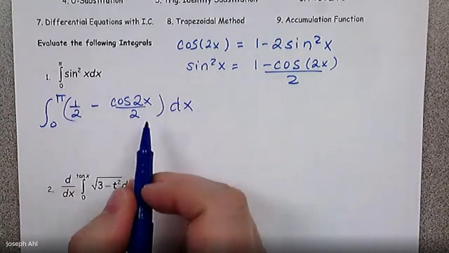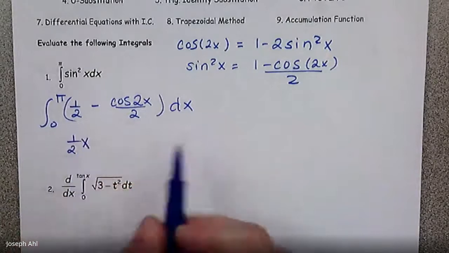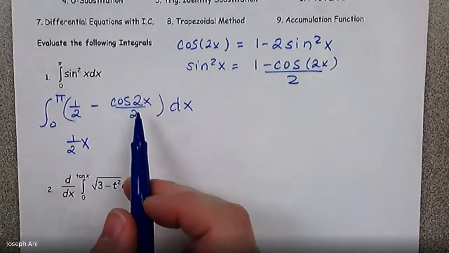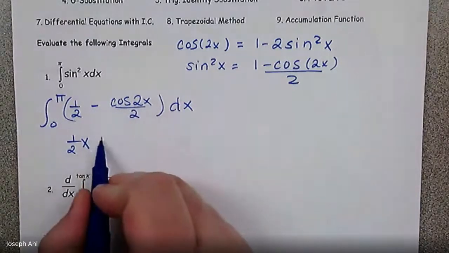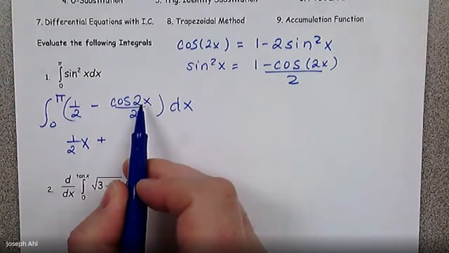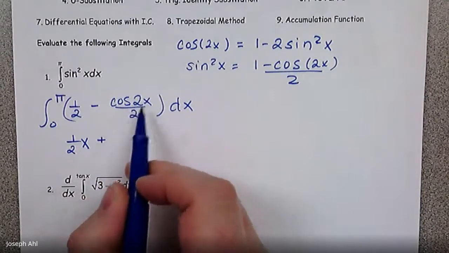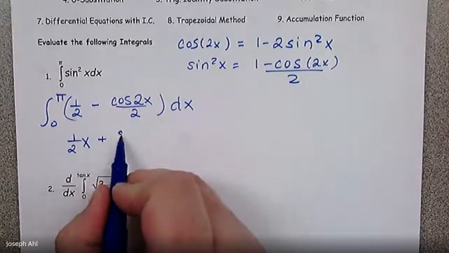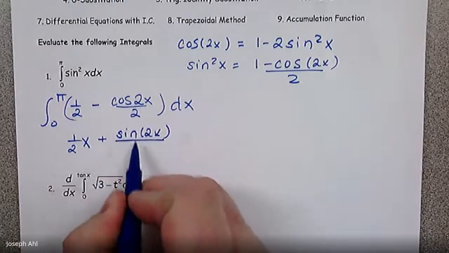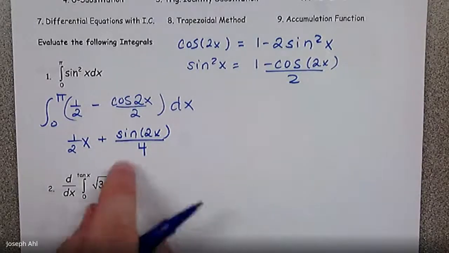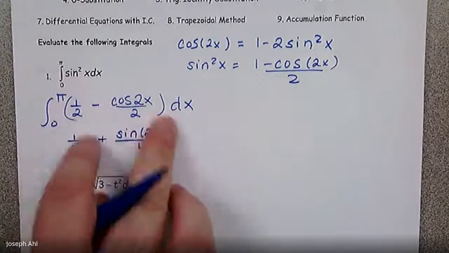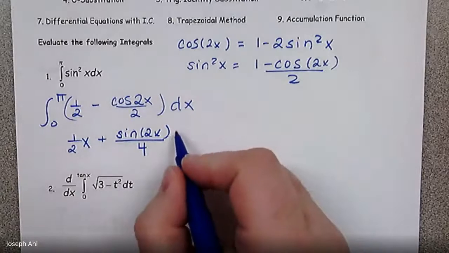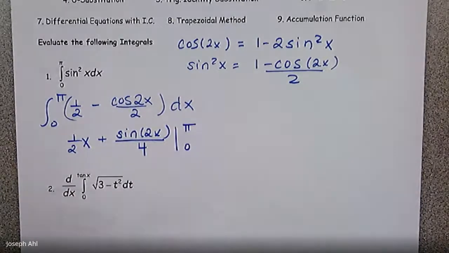Okay, so now that I've written it in this form, the integral will be 1/2 x. Integral of cos is going to be, in this case, negative sine. So negating negative sine makes it a plus. Now, remember, if it's sine of 2x or cosine of 2x here, you're going to divide by the inside. So you have to divide the outside by 2. So it's going to be plus sine of 2x. Since there's already a 2 down here, now it's going to be 4. So my integral for sine squared, if you look back in your notes, should be this right here, 1/2 x plus sine 2x over 4. And we're going to integrate from 0 to pi.